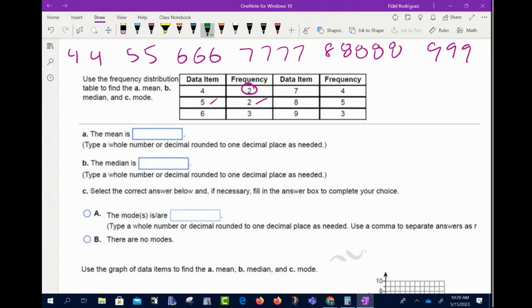You know which one to me is the easiest to do? The mode. Remember what the mode is? The one that occurred the most. What number occurred the most? Boom. That's why I said let's do that one.